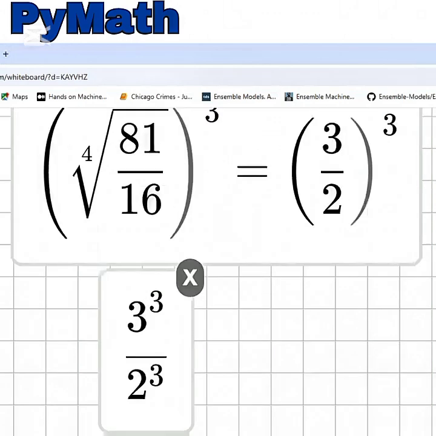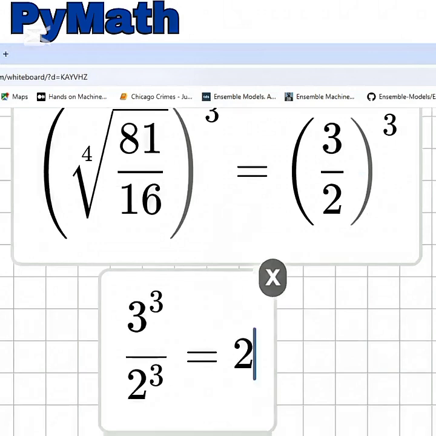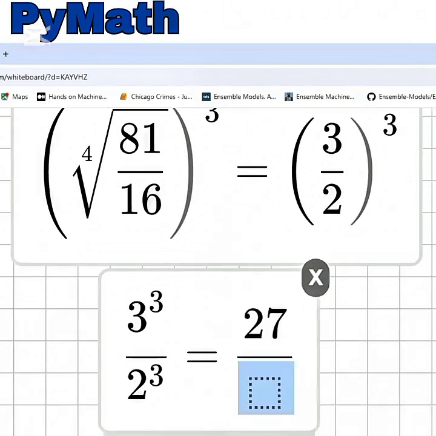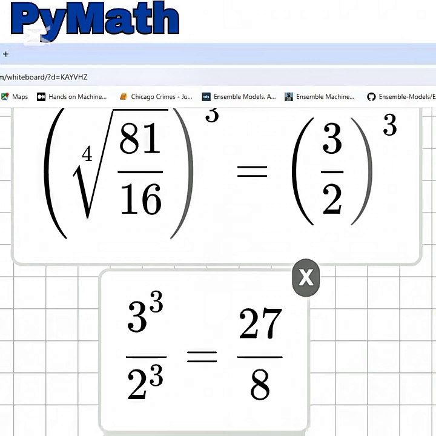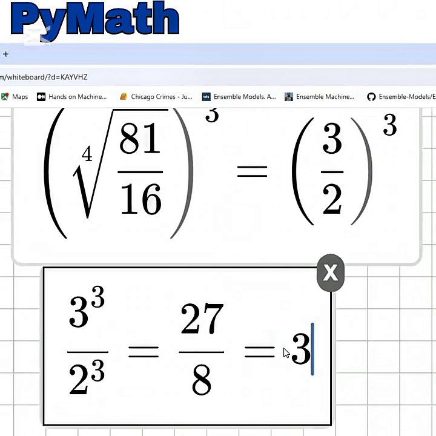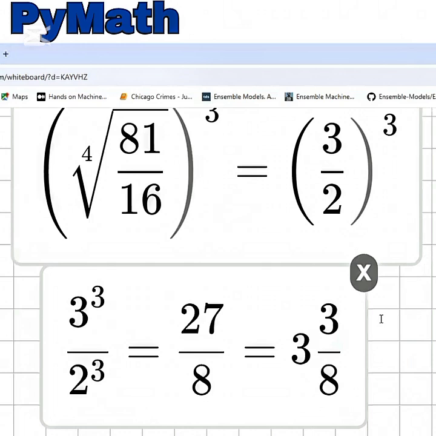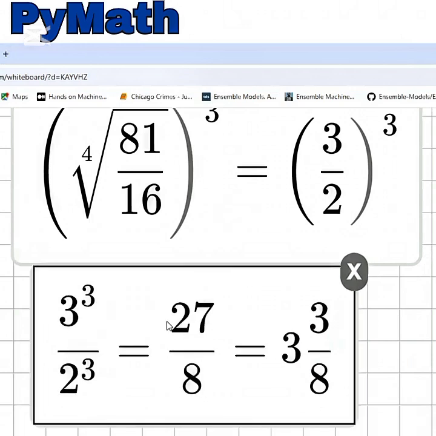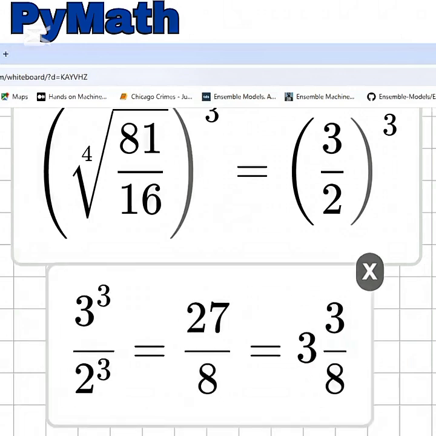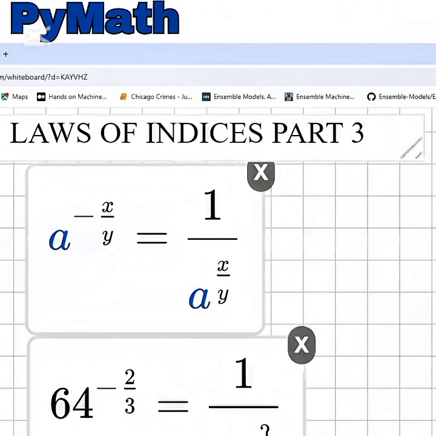The bracket outside affects all the parameters inside. So 3 to the power of 3 gives us 27, and 2 to the power of 3 gives us 8. So our final expression is 27 over 8. This is a case of a negative fractional index.